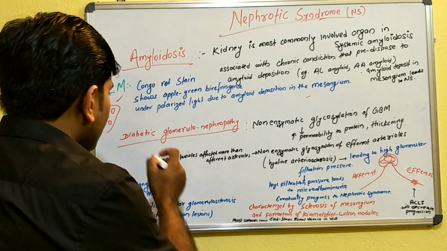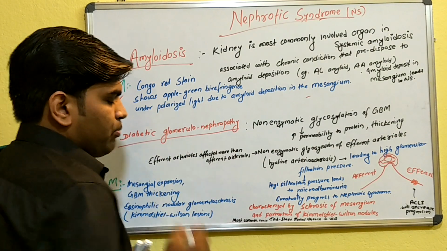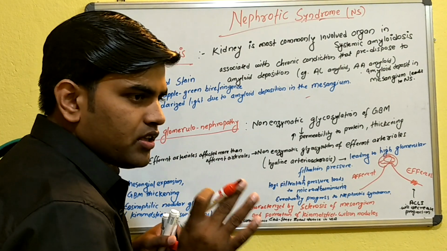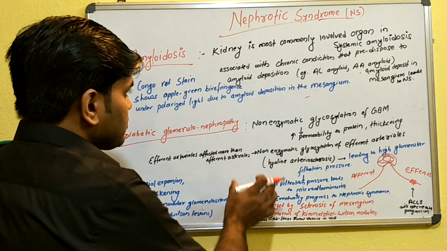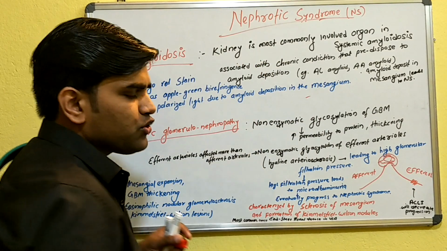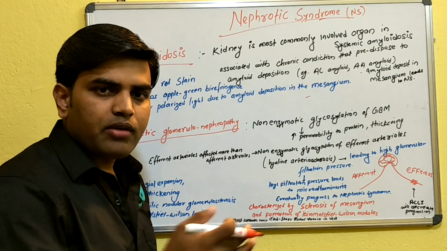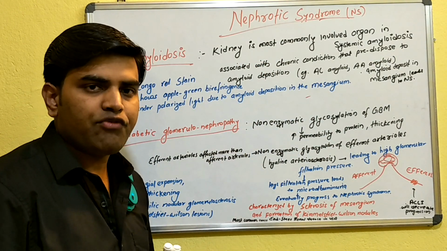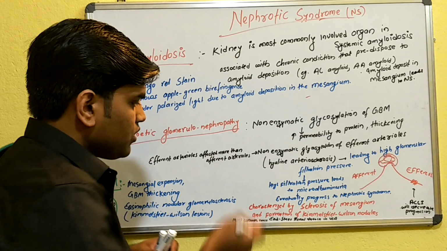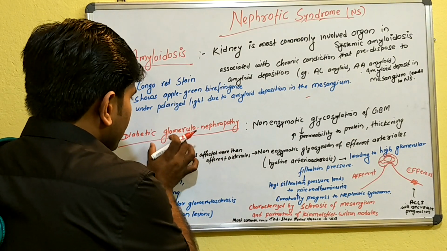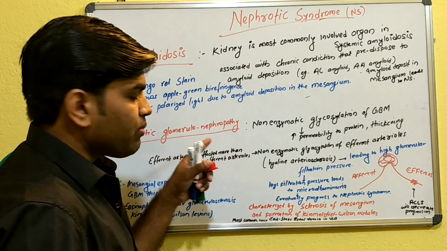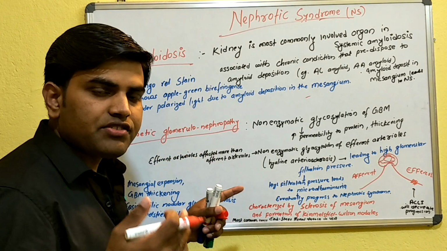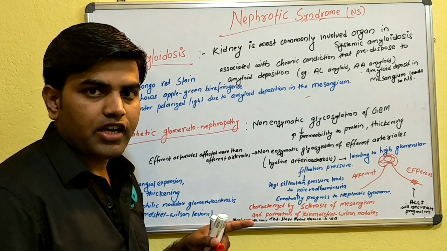Now let's move to diabetic glomerular nephropathy. You know that in diabetes the kidney will be involved, there will be diabetic nephropathy, and this nephropathy will finally lead to other damage to the kidney, and one of the presentations will be nephrotic syndrome as well. Even that will lead to chronic renal failure, and it is the most common cause of end-stage renal failure in the United States actually.